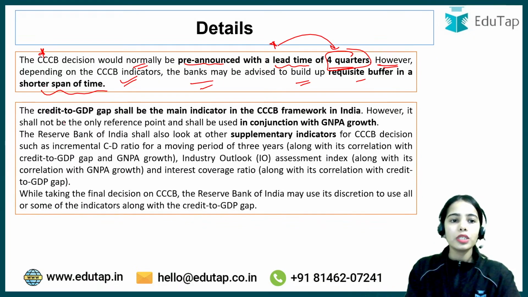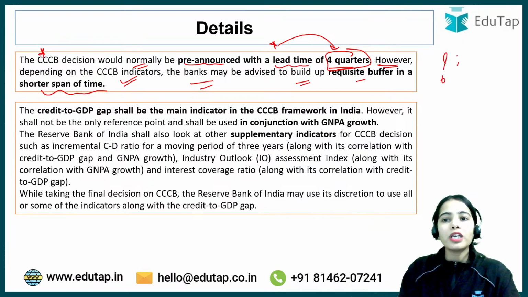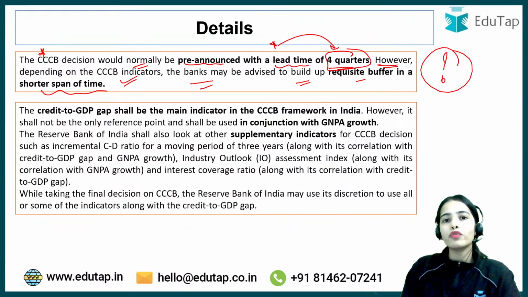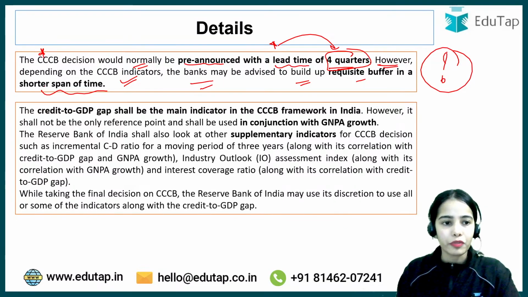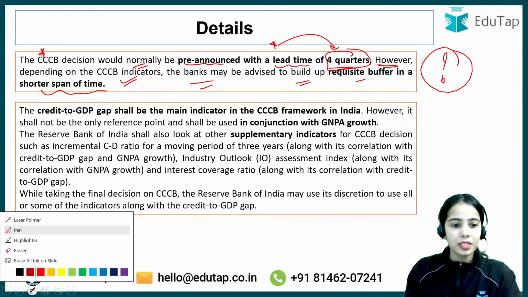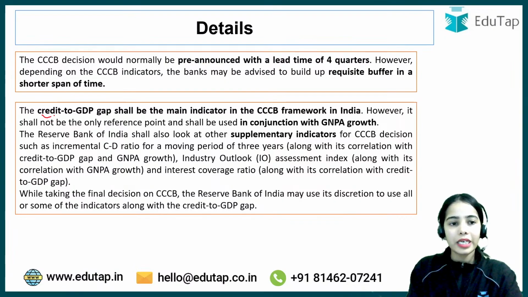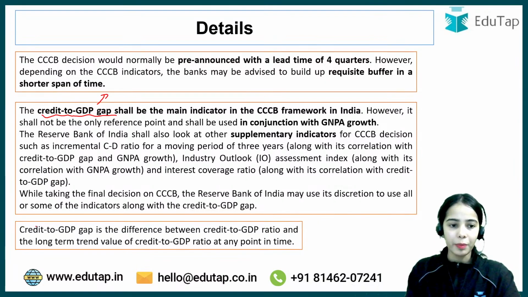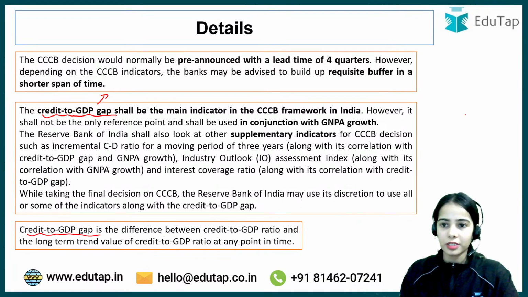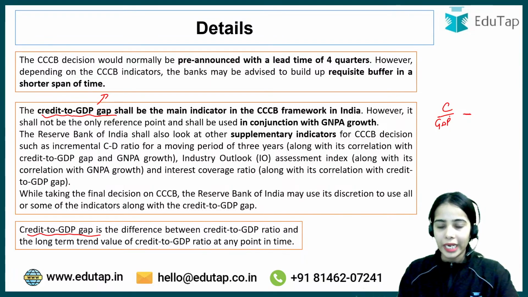Now the indicators: on what basis will the RBI decide that we should ask the banks to maintain the counter-cyclical capital buffer? The main indicator is the credit to GDP gap. First of all, try to understand what the credit to GDP gap is. This is the difference between the credit to GDP ratio in the current time period and the long term credit to GDP ratio.